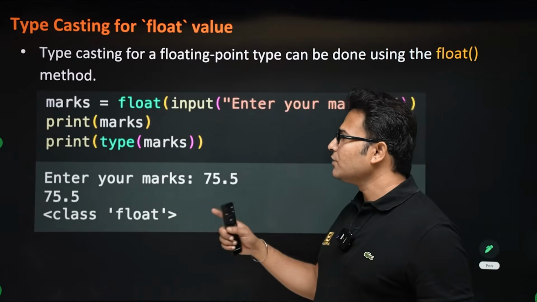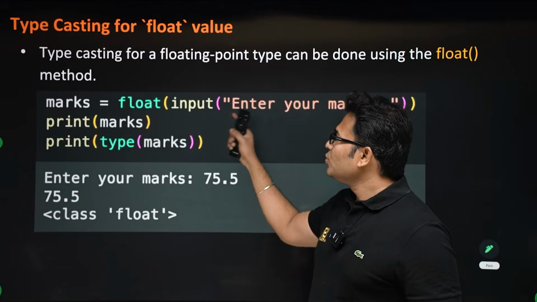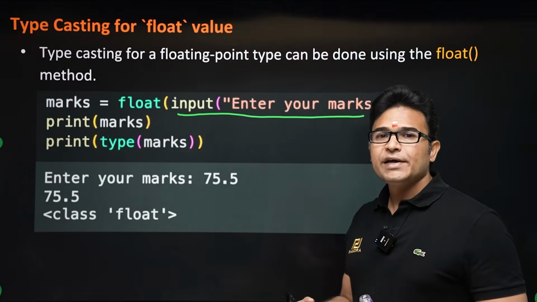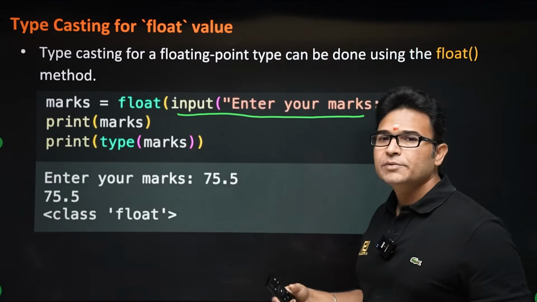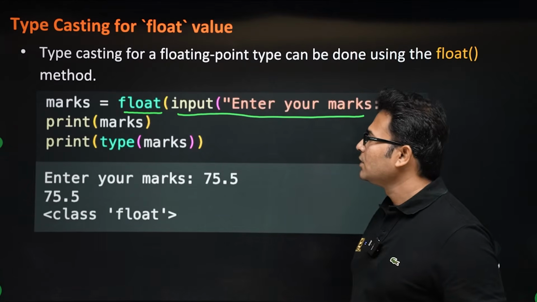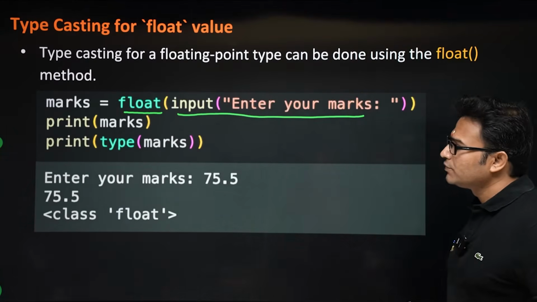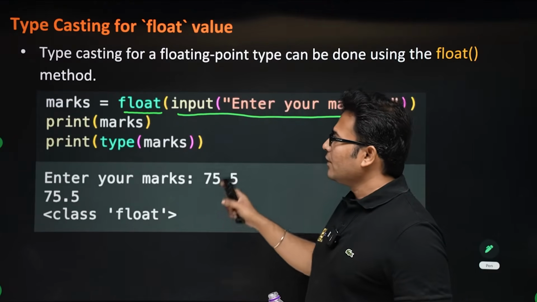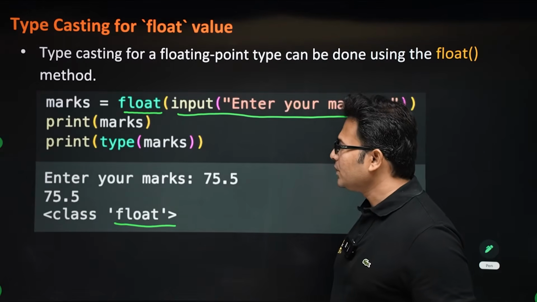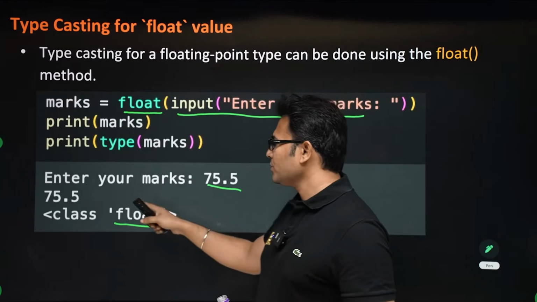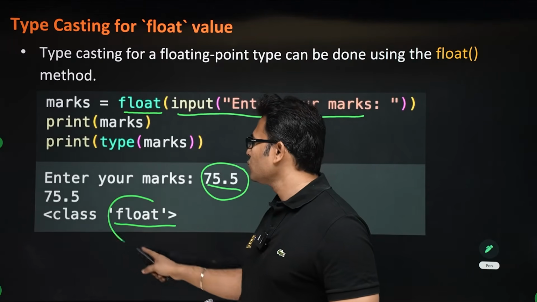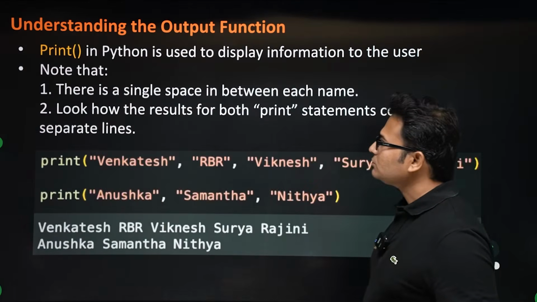Now the same thing can be done for float. Now you are actually inputting a float, but it is read as a string. If you want to convert it back into float, you can write float. If you pass the input to the function float, then it is going to show you the type of the data as float, even though the data is the same, 75.575, which is read as a string, is converted into a float.